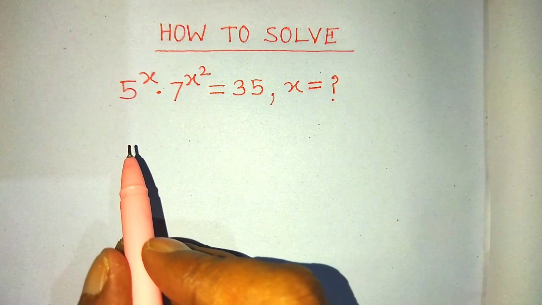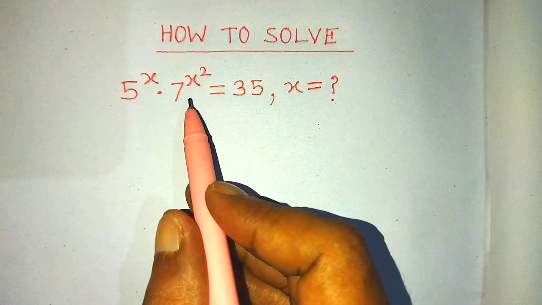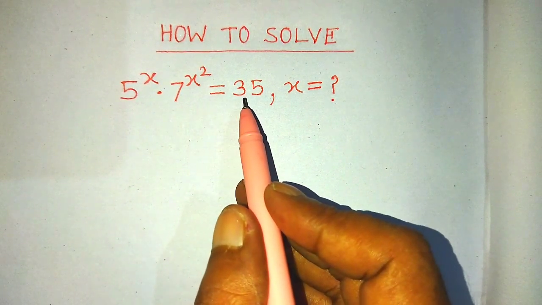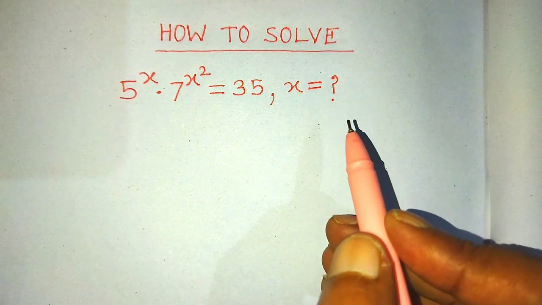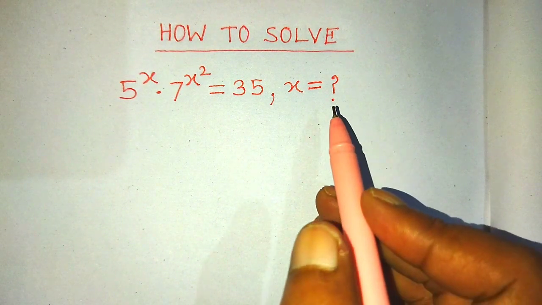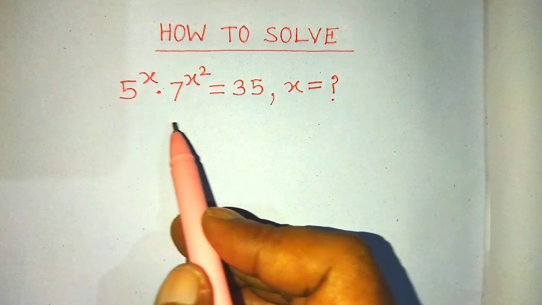So my dear student, today our question is: if 5 to the power x into 7 to the power x square is equal to 35, then find the value of x. So student, in this video I will tell you how to find the value of x from this exponential equation.